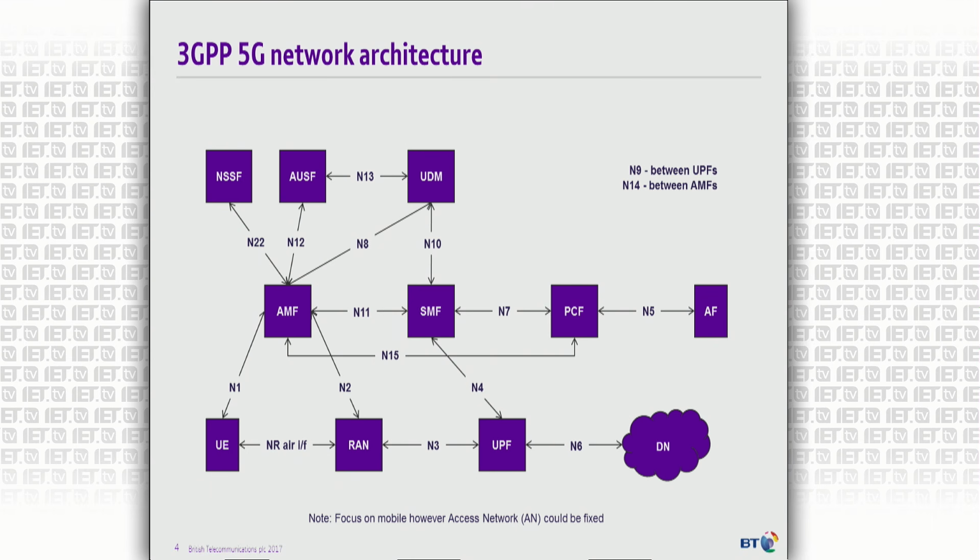Now, that data network could be the public internet. It could be a private intranet. It could, of course, be service platforms on the operator's network. So it could be a CDN, for example, or some other capability.